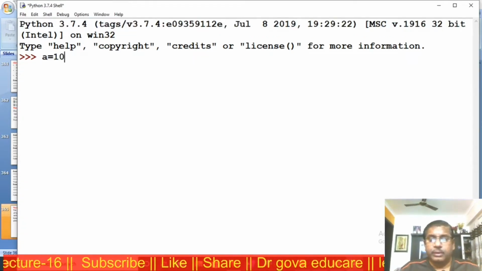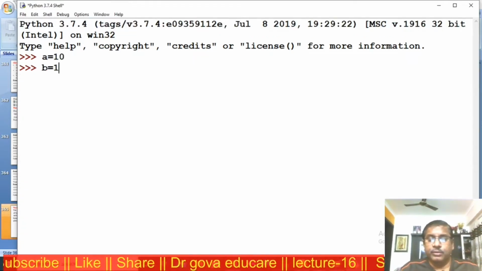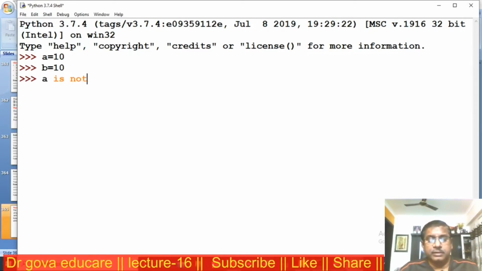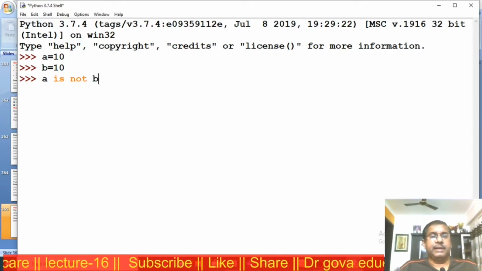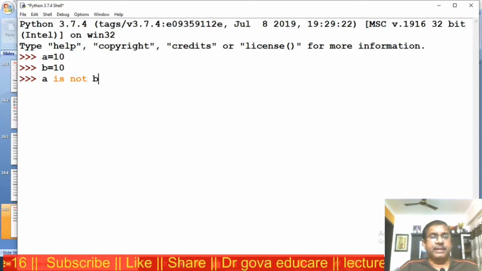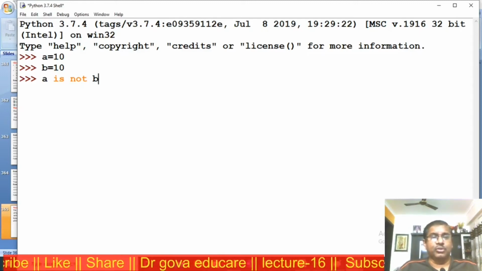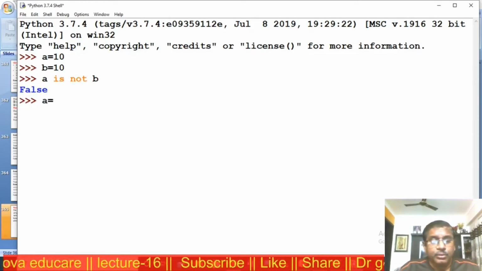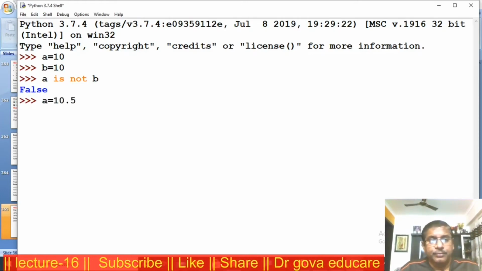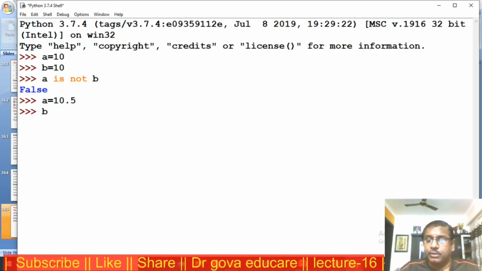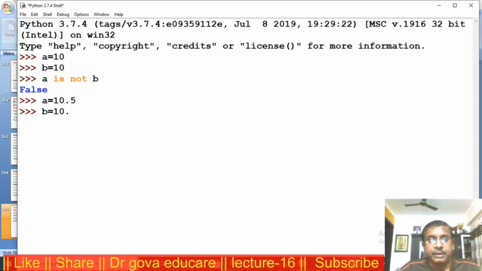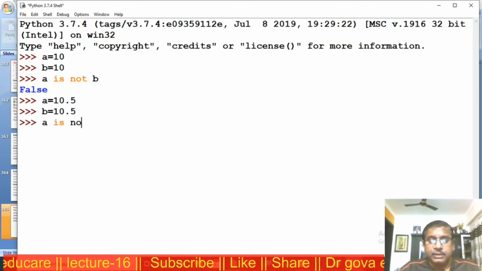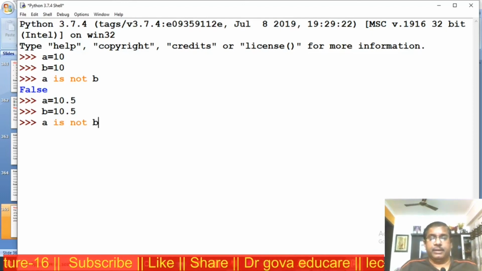A is equal to 10, B is equal to 10, A is not B: that is, the id of A is the same as the id of B. A is B is true, A is not B is false. A is equal to 10.5, B is equal to 10.5, A is not B is true.